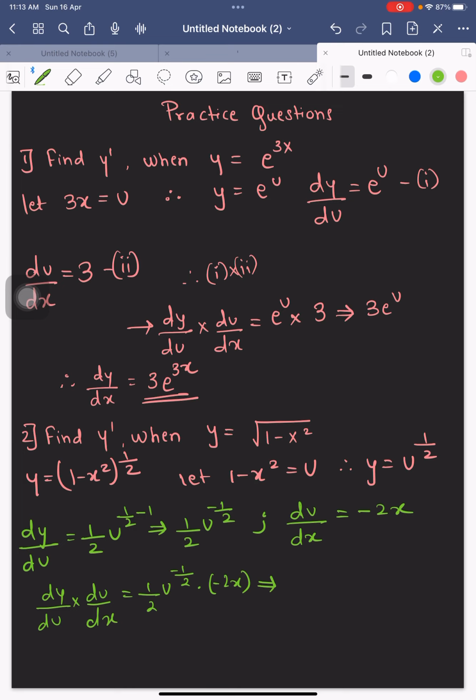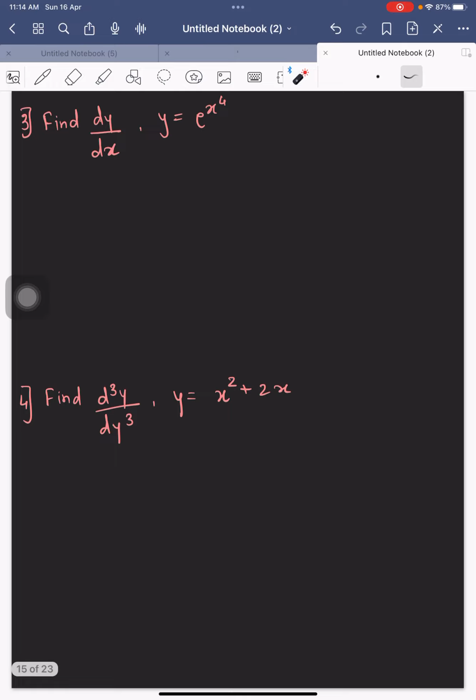Put back the values of u: minus 2x by 2 into u क्या था हमारा, u was 1 minus x square की पावर minus 1 by 2, करेक्ट. सिंप्लीफाइंग ये क्या हो जाएगा हमारा: minus x into (1 minus x square) की पावर minus 1 by 2. This is the answer. Let's do some more.